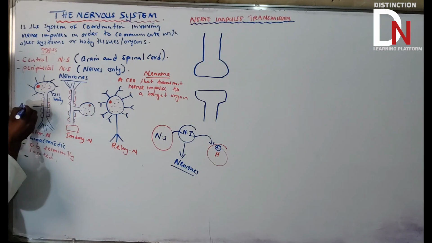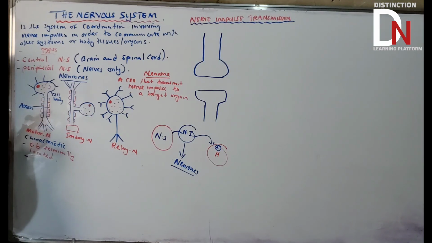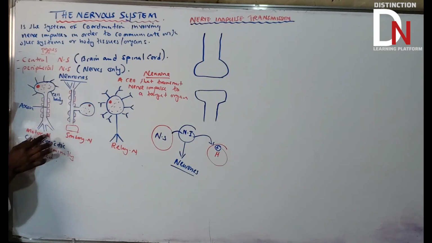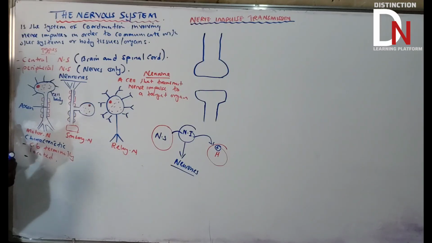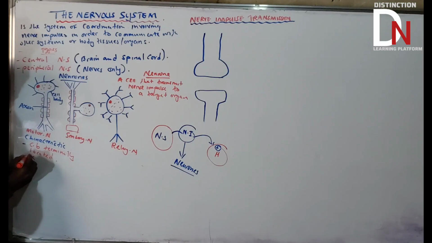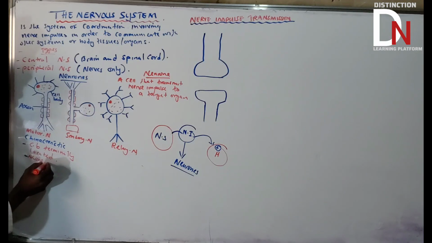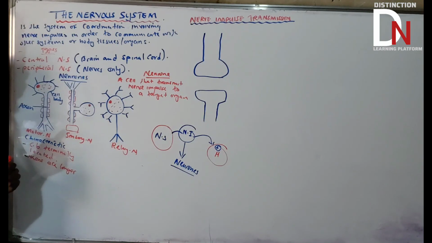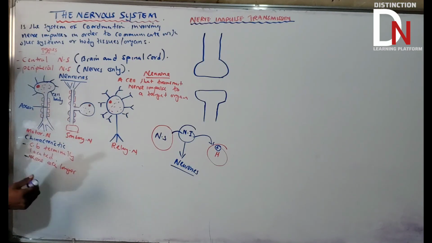Axon. We call it axon. As you can see, it is longer. This axon is longer from the cell body up to here. So that's why we are saying axons are longer. They are very, very long. If you talk about the motor neuron, they are very, very long. Okay. What other feature apart from that?